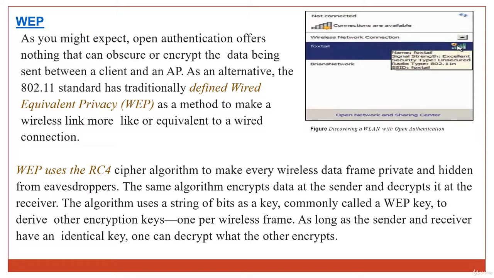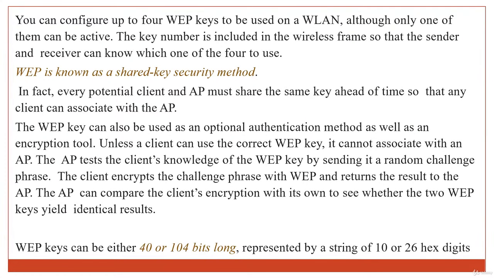The second example is WEP, Wired Equivalent Privacy. In this case, we are using encryption. Here you can see that we have RC4 as the cipher algorithm, and the encryption is symmetric, meaning encryption, decryption, decryption, encryption. WEP is known as a shared key security method, and the key length for WEP is between 40 and 104 bits.